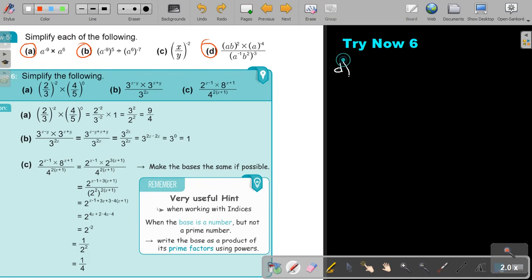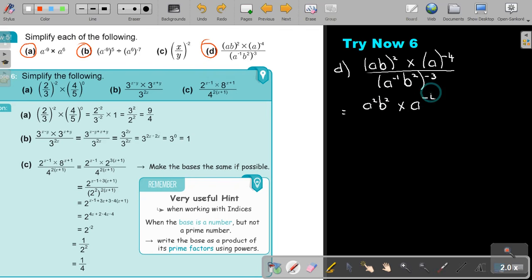Okay, let's do number D. So that's (a b to the power of 2 multiplied by a to the power of negative 4) over (a to the power of negative 1, b to the power of 2), all to the power of negative 3. Okay, in this case, start first with the brackets. So it's a to the power of 2, b to the power of 2, multiplied by a to the power of negative 4, over a, so this is 3, b is negative 6.